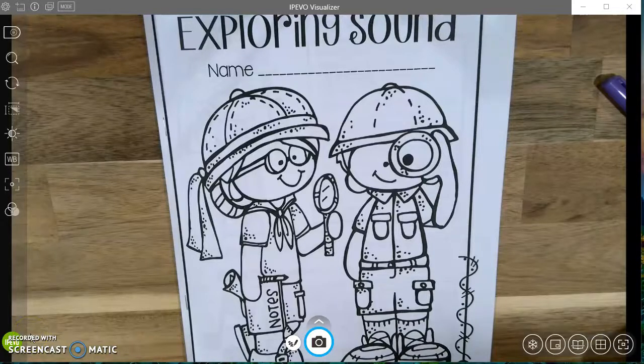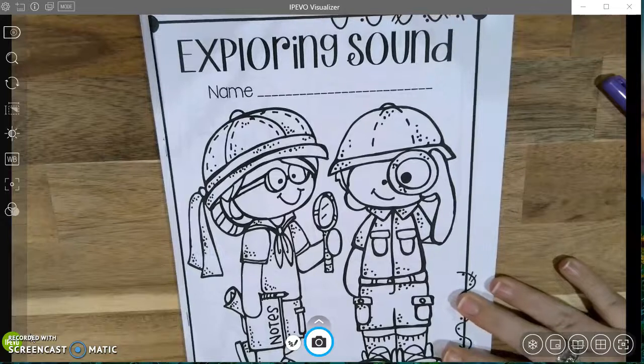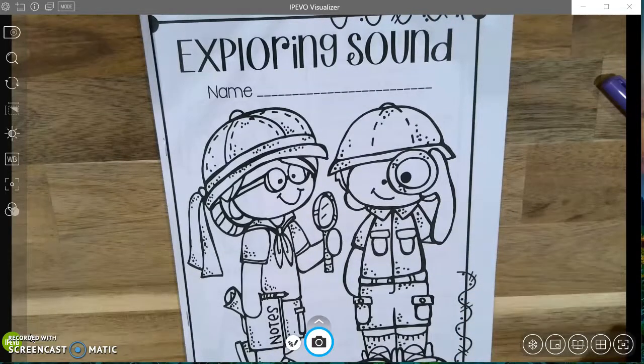For science today, in this unit, we are going to start looking at and learning about sound and light. We're going to learn how we can hear things and how sound is created, and we're going to look at how we are able to see things. We're going to start with sound first.